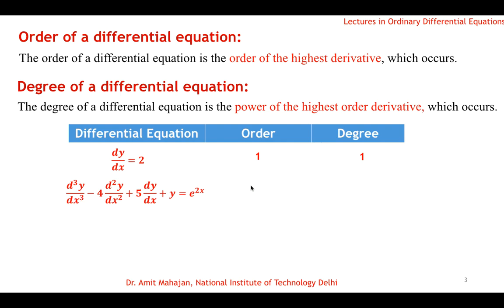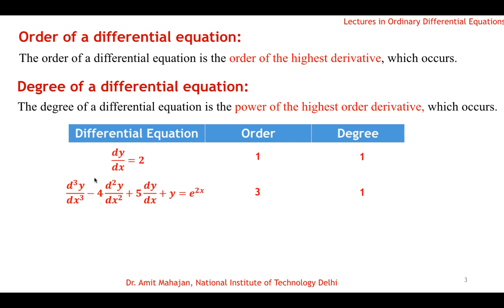Okay, so order becomes 3, and degree is the power of this term d3y by dx cube, its whole power is 1. Okay, so degree is 1. So order of this differential equation is 3 because the third derivative term is the highest derivative, and degree is 1 because this term has a power of 1.